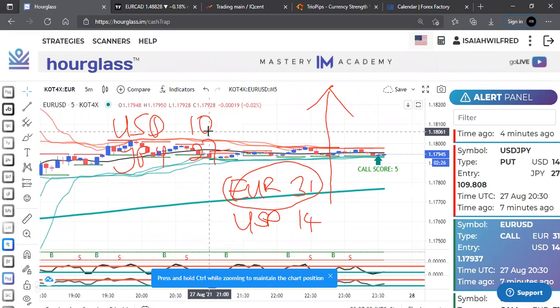So now, the currency strength meter is telling us Euro is stronger, 31 and 14. And Cashtrap is also telling us this trade is a valid trade. It agrees. The currency strength meter is telling us the market will go up, it will buy, it will call. And Cashtrap is equally telling us to call. This is a valid trade you can take.